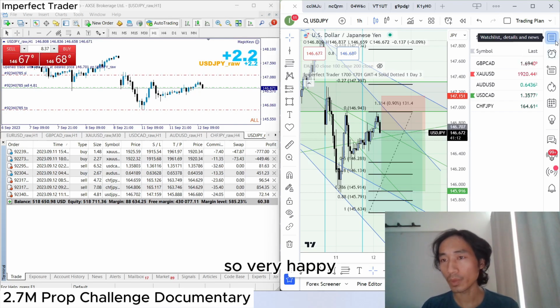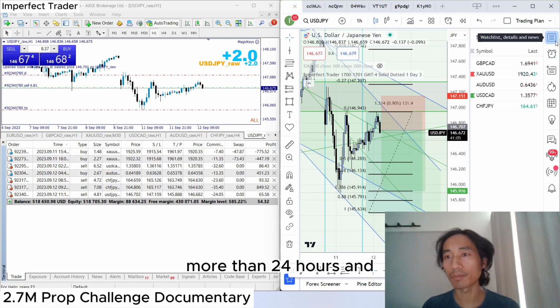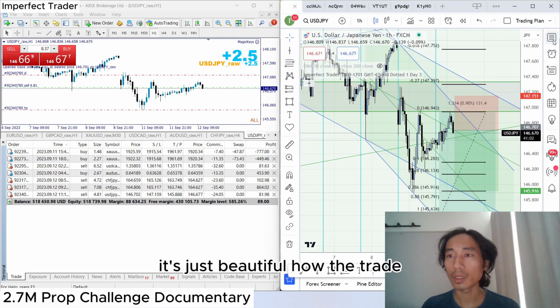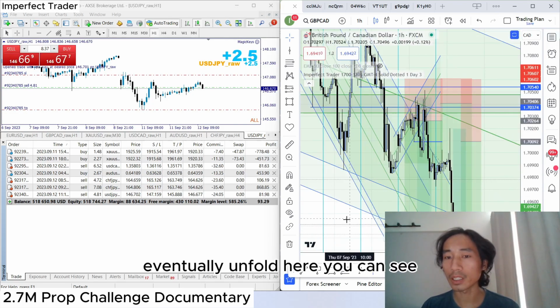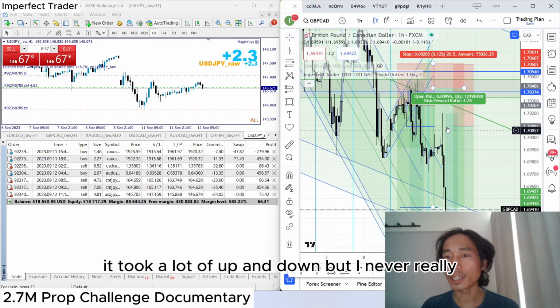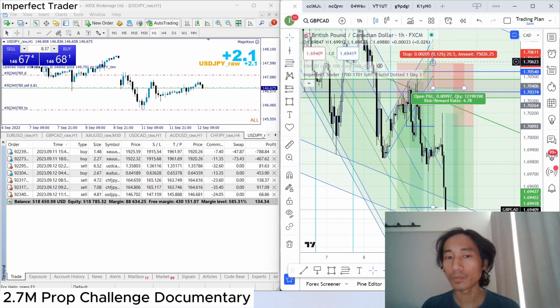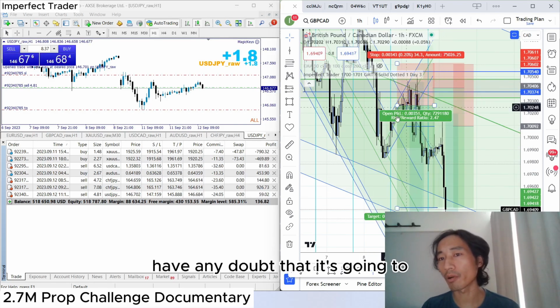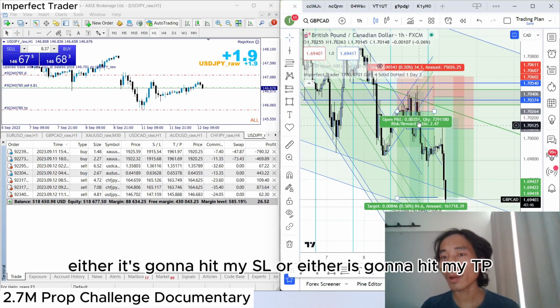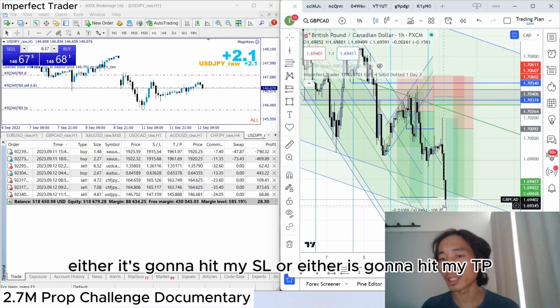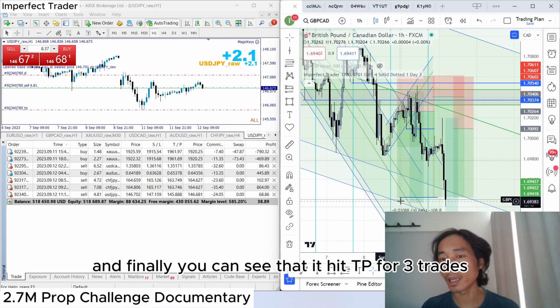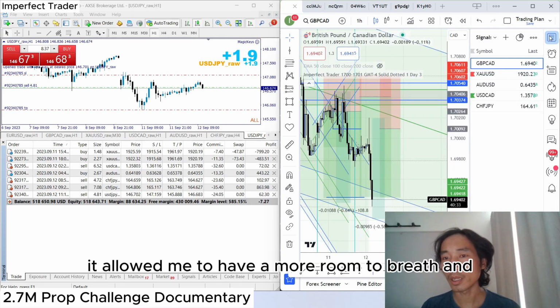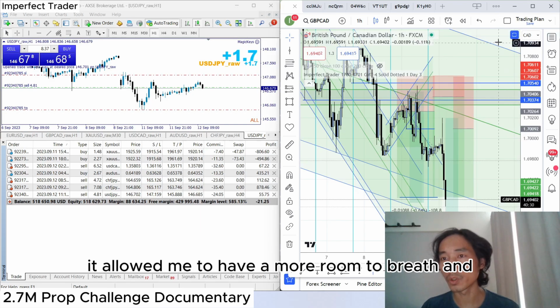So very happy. I held that trade for more than 24 hours, and it's just beautiful how the trade eventually unfolded. Here you can see it took a lot of up and down, but I never really had any doubt that it's going to either hit my stop loss or hit my TP. And finally, you can see that it hit TP for 3 trades. It allowed me to have more room to breathe.